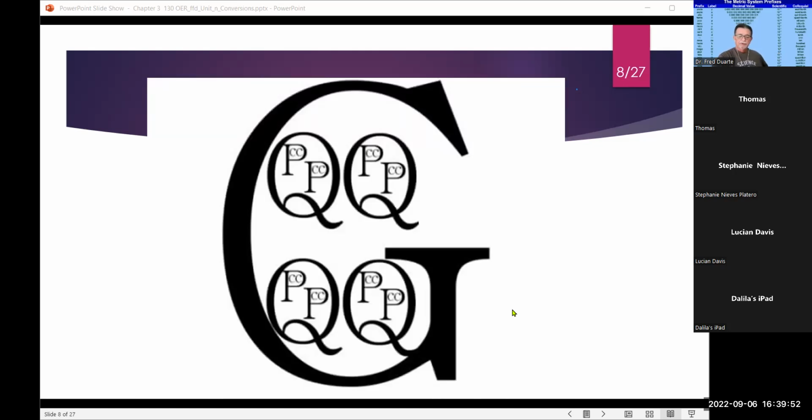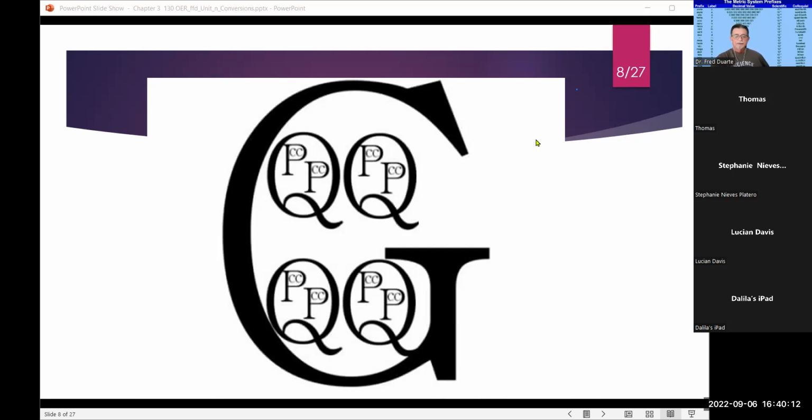We talked briefly about this. This is the one for English units, quarts and gallons, where the big G, there are 4 Q's within the big G, which is 4 quarts per gallon. And then there are 2 P's within the quart, which is 2 pints per quart. And then within the P, there are 2 C's, which represent 2 cups per pint. Okay.